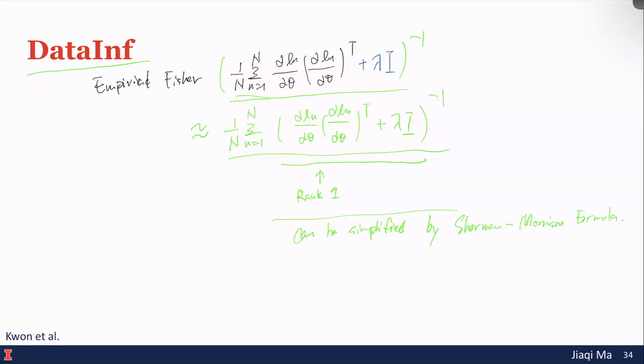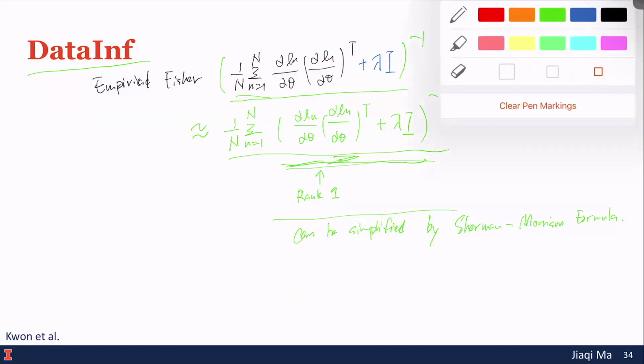Which has a kind of closed form solution and is pretty efficient to calculate. And in practice, we can also do this blockwise, so basically layer-wise. We can just do this within each layer of parameters by restricting the gradients to that layer. So this is something we can do in practice.